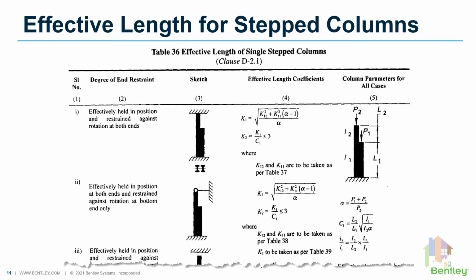Similarly, for stepped column, equations to calculate the effective length factors are mentioned in Annex D2. At this moment, these equations are not implemented in STAAD, and if you want to use these effective length factors for capacity calculation, then you need to manually calculate the values and provide that using appropriate design parameter.